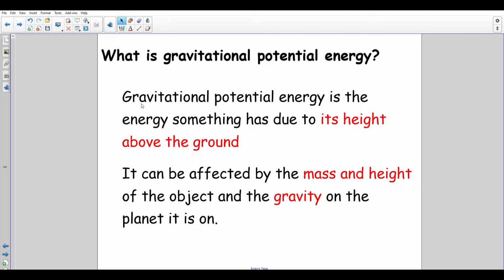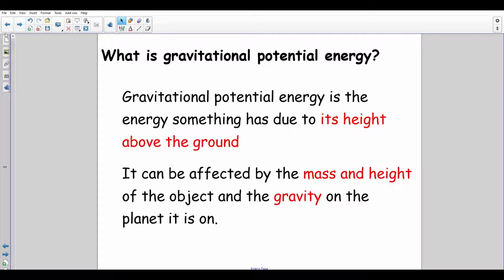So we should have said gravitational potential energy is an energy something has due to its height above the ground, so due to how high up it is above the ground. It can be affected by the mass of the object, the height of the object, and the gravity of the planet it is on. So those three things can affect it.